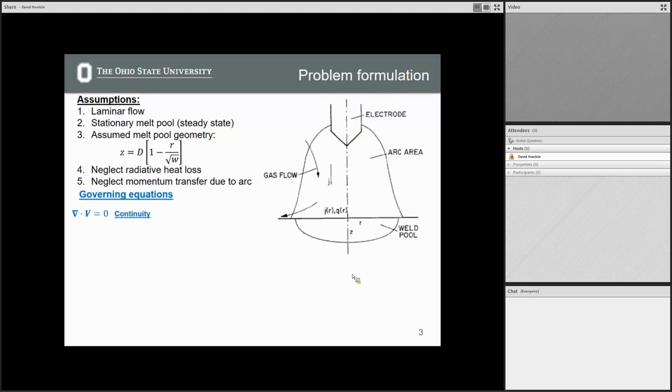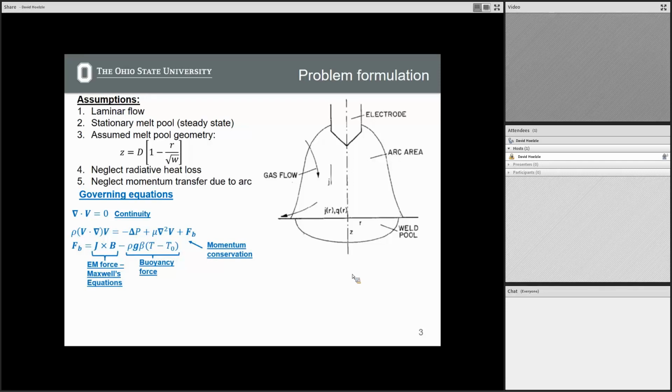So their model is rather complicated. The governing equations start off with continuity, otherwise known as conservation of mass. You may see this from your fluid mechanics courses. And then additionally, we have our conservation of momentum, which is, to my knowledge, a modified version of Navier-Stokes. They modify it to include this body force. This body force includes not only buoyancy, but also electromagnetism.